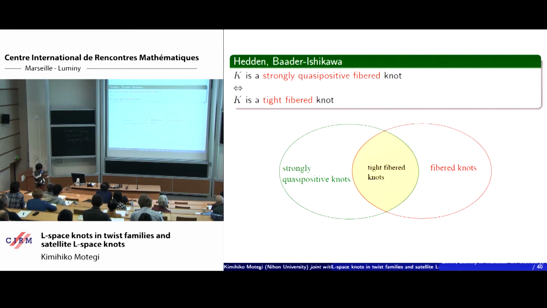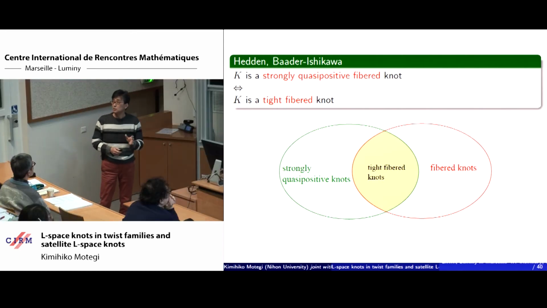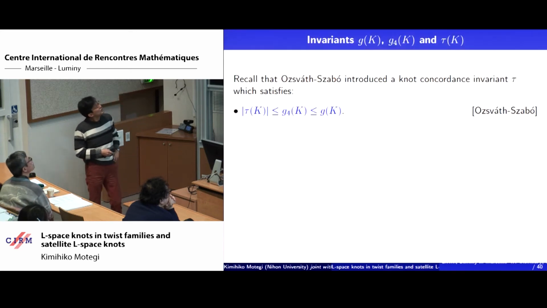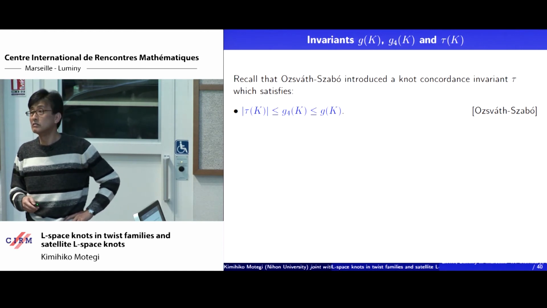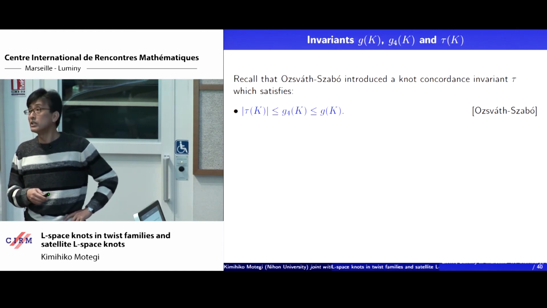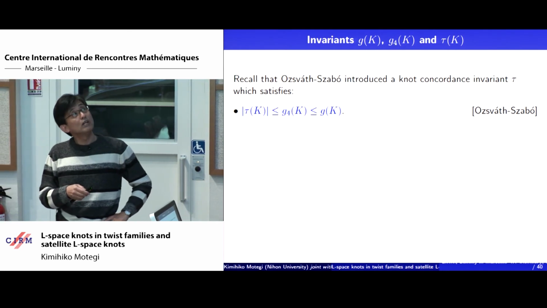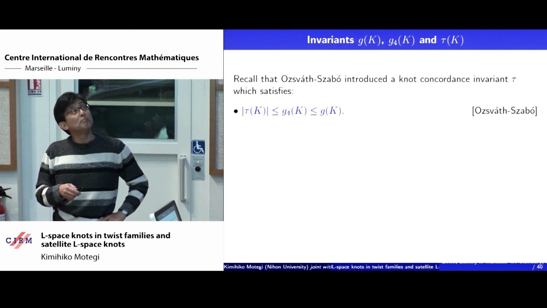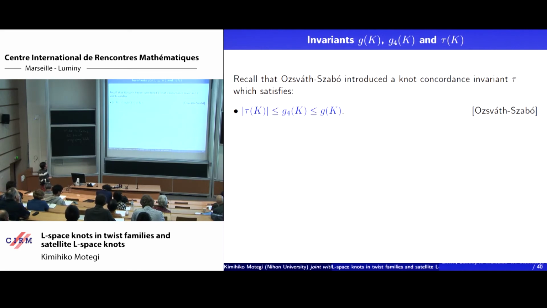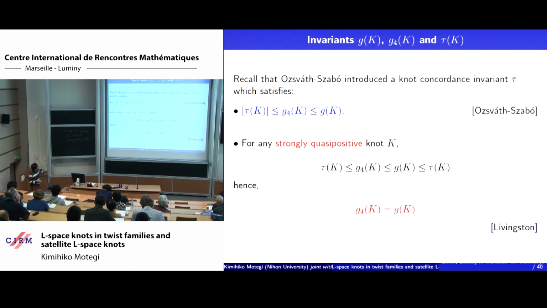And these classes enjoy a very nice property. Recall that Ozsváth–Szabó introduced a knot concordance invariant tau, which satisfies the following inequality. The absolute value of tau of K gives a bound of the slice genus and hence the Seifert genus, like this. And Livingston proved that for a strongly positive knot K, the slice genus of K equals the Seifert genus.